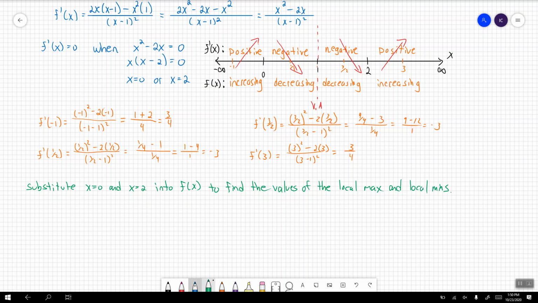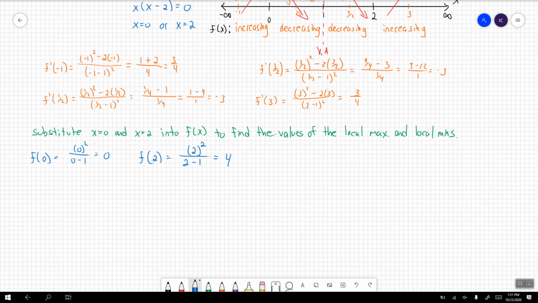All right, so let's check them out then. F of 0, well, that's going to be 0 squared divided by 0 minus 1, which means we get 0. F of 2, that's going to be 2 squared divided by 2 minus 1, which will then produce a value of 4. So now we get to summarize all this.